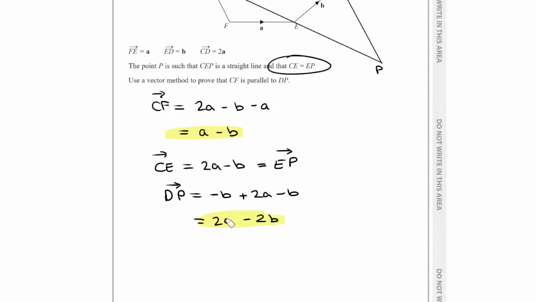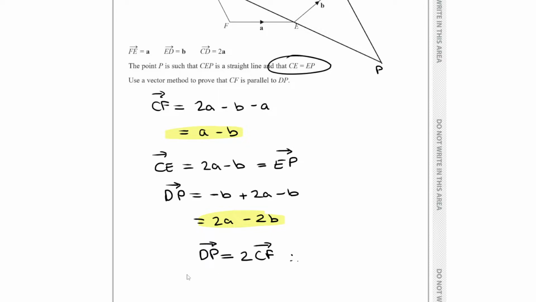So you can clearly see that DP is just twice the size of CF, isn't it? It's just twice the size. This one's kind of more obvious. So I would probably write it something like this. DP is, you remember when I said where in your head where you say the word "is" is where you put the equals, and then twice the size of CF. So that shows that they're multiples.